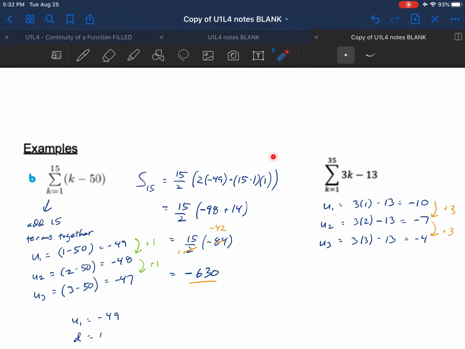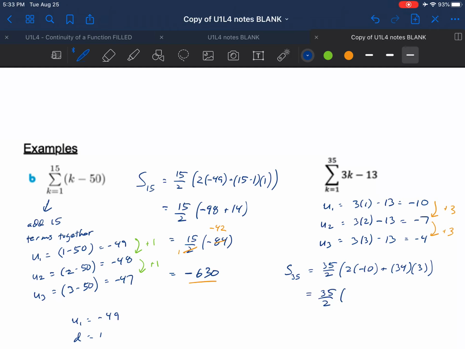So now I'm going to use this same formula, but instead of 15, I've got 35. My first term is not -49 anymore, it's -10. N minus 1 is not 15 minus 1, it's 35 minus 1. And my common difference is not 1, it's 3. But it's the exact same formula. So S, the sum of the first 35 terms, is equal to 35 over 2 times 2 times u1, which is -10, plus, now I'm just going to cheat and say 35 minus 1 is 34, times our common difference of 3.